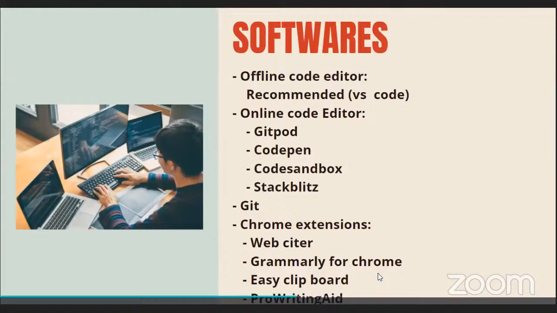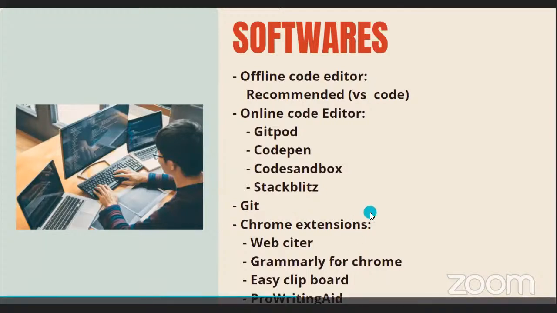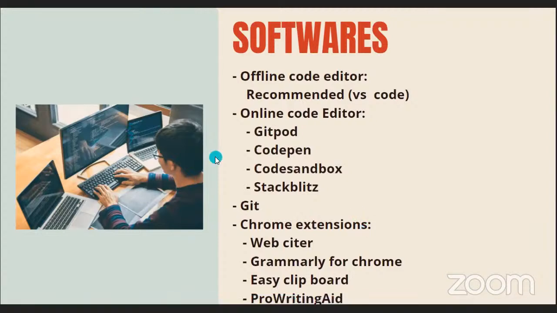So Easy Clipboard is also good. If, for instance, you want to copy a link, Easy Clipboard automatically copies the link for you and saves it for you, so anytime you can come back. So that it saves you the stress of going back and forth and copying links. So it saves the link for you. I love Easy Clipboard. So next one is Pro Writing Aid.